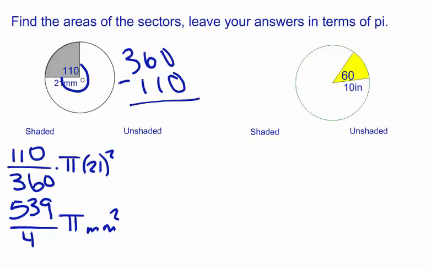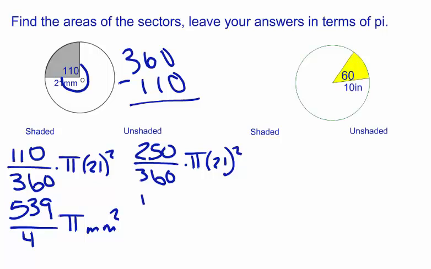You can still use 21 as your radius, but now you're going to have to do 360 minus 110 to find the measure of that arc for the unshaded portion, which will be 250. So for the unshaded, 250 over 360 times pi and 21 squared again.